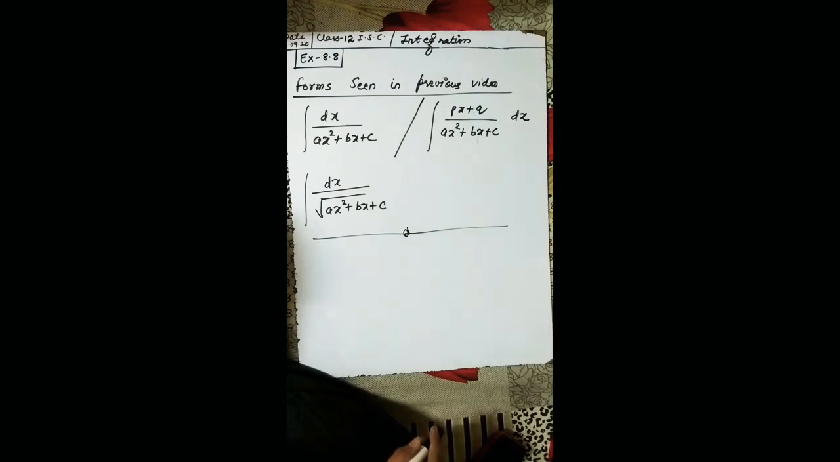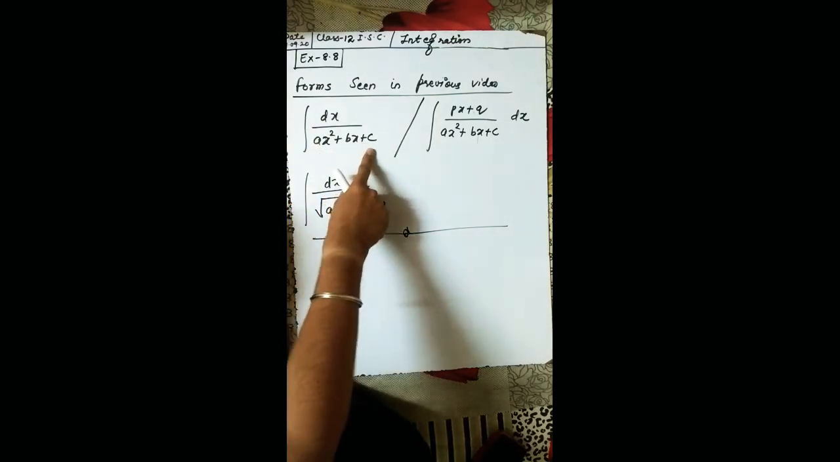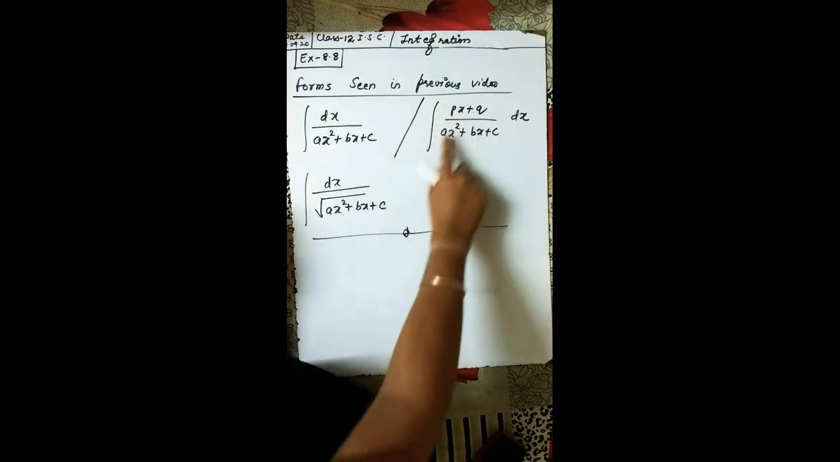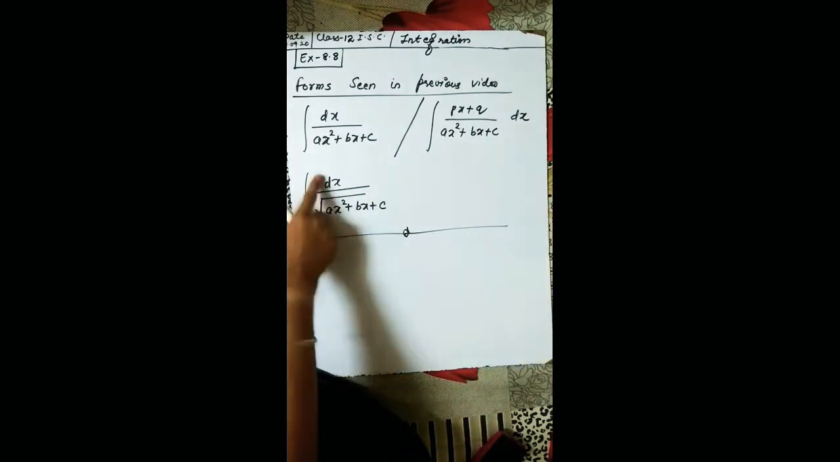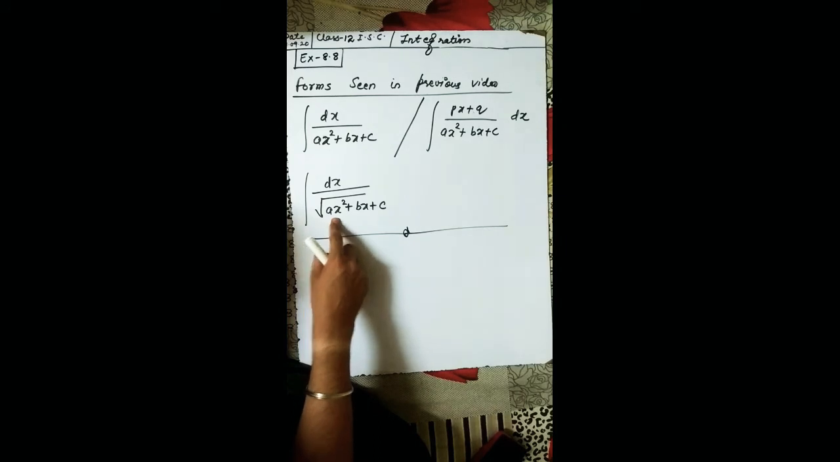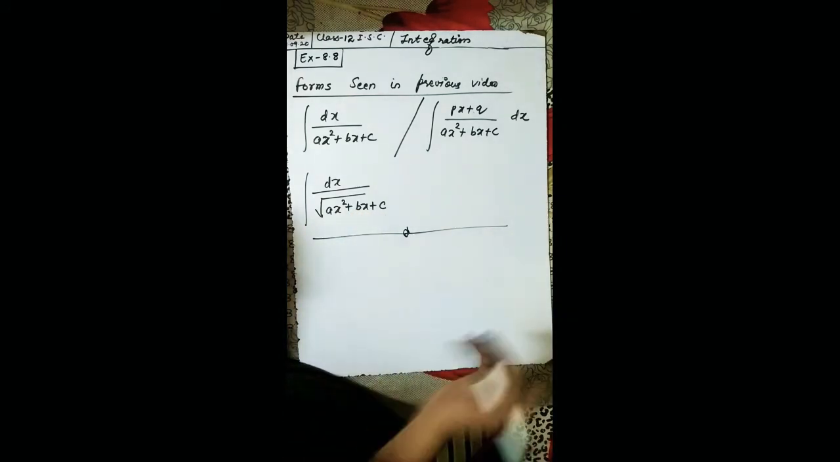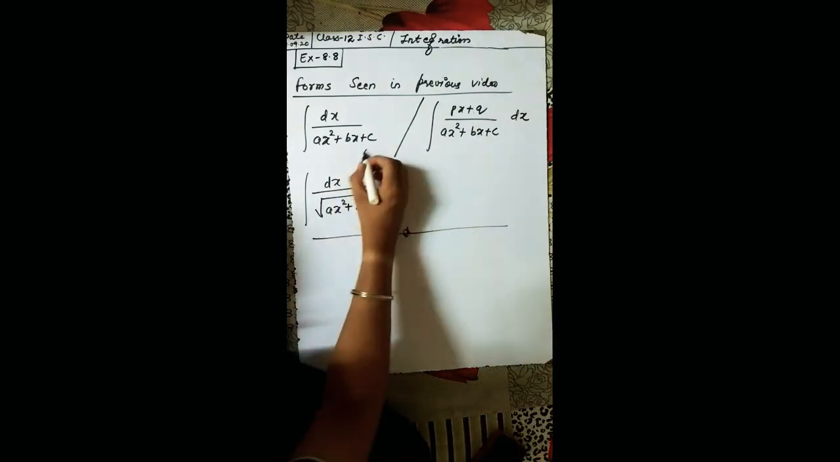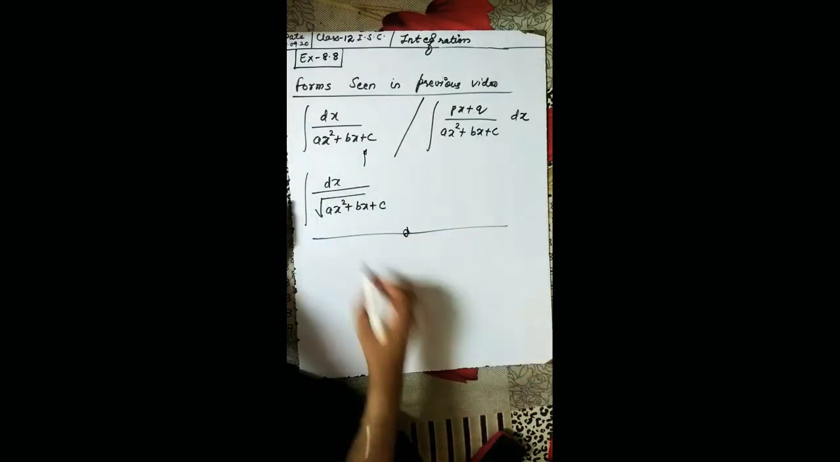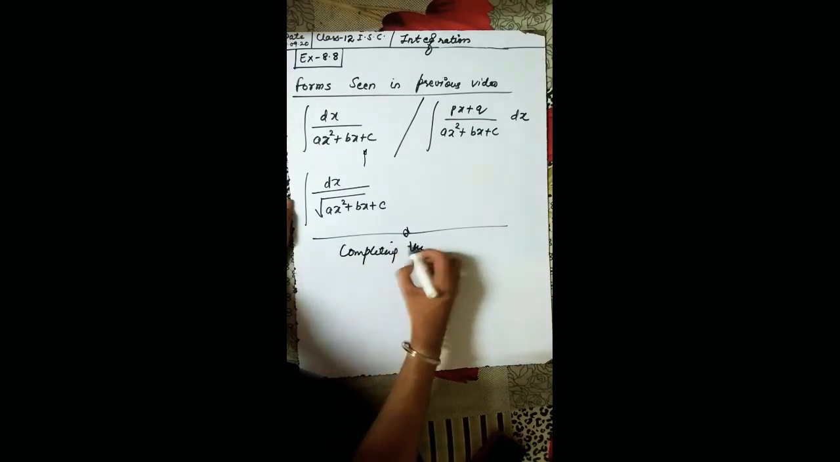Forms which we have seen in the previous video, I have written here: integration of dx upon ax square plus bx plus c, integration of px plus q upon ax square plus bx plus c, and integration of dx upon under root ax square plus bx plus c. So let me again recall what we have seen in the previous video. How to integrate this, I explained one method that is called the completing the square method.